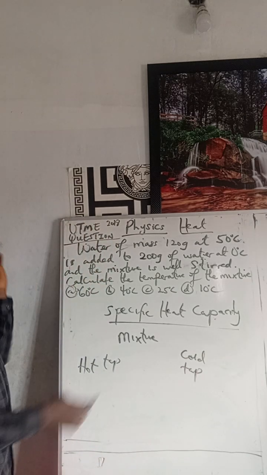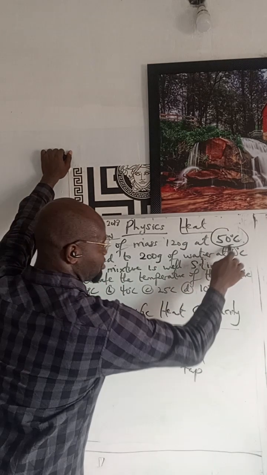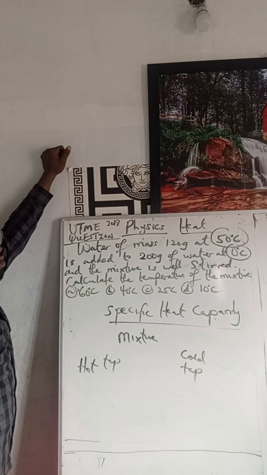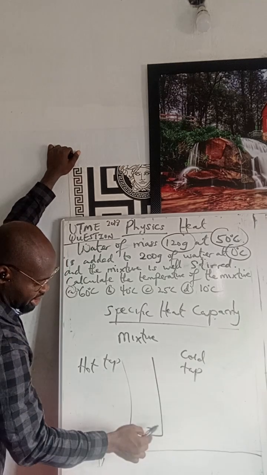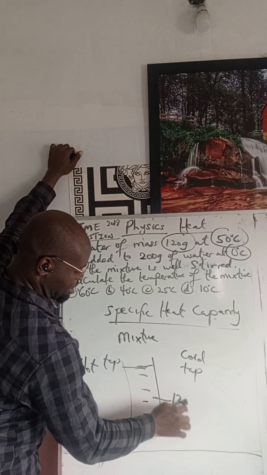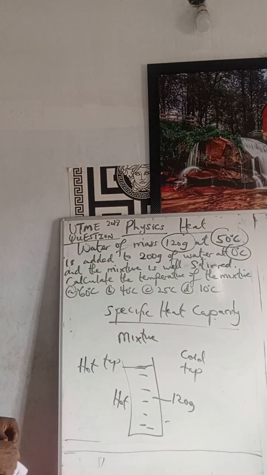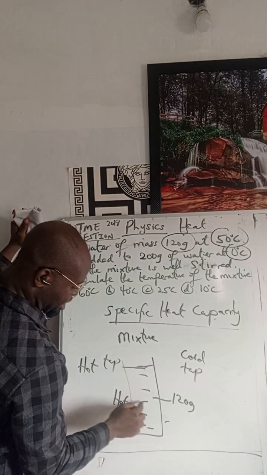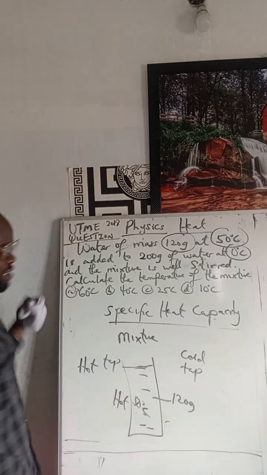So let's say we have two different waters. We have water at 50 degrees Celsius and water at 0 degrees Celsius. Between them, this is the hot one, and this is the cold one. Look at the mass of the hot water: 120 gram. This is the hot water, its temperature is 50 degrees Celsius, and its mass, the amount, is 120 gram.